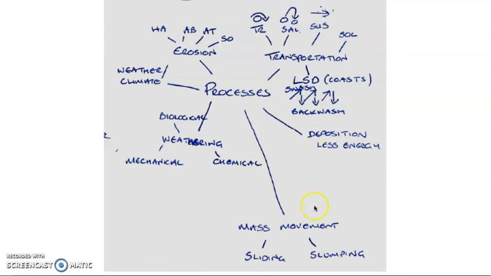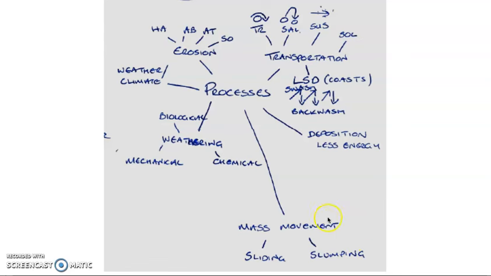And then finally, another main process is mass movement. Okay, two main types: sliding, where material just slides down, or slumping, where whole valley sides or cliff shapes can just slump in one whole movement down there.